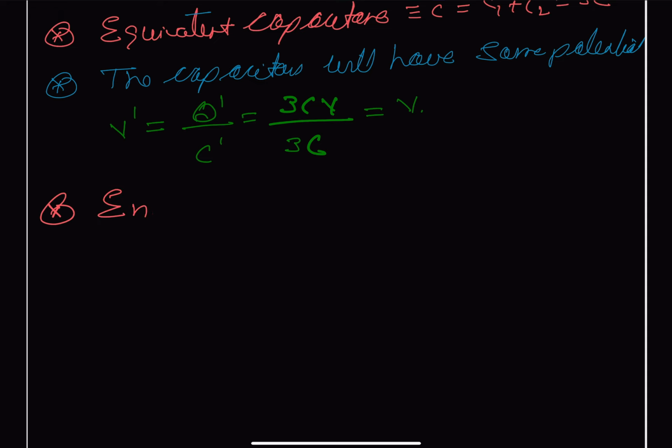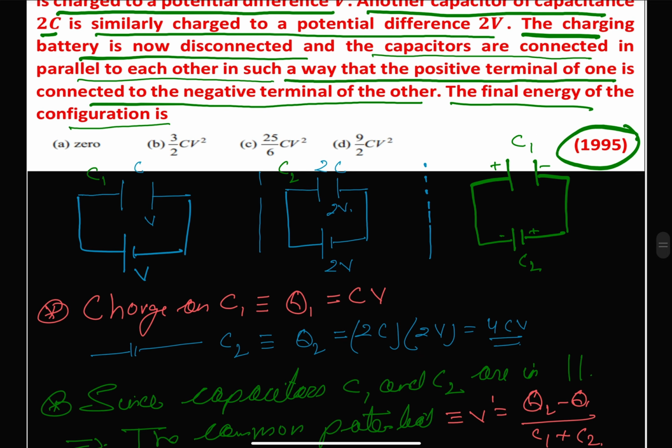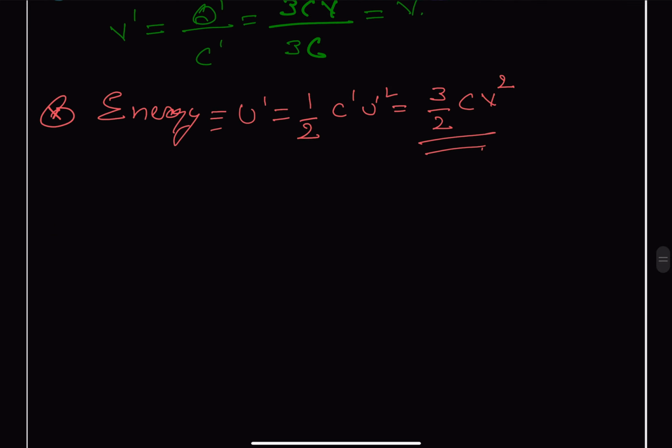So we can say our energy will be equal, let us suppose our U prime is equal to half C prime V prime square, and this will be coming as 3 by 2 CV square. So it comes as 3 by 2 CV square. Option B is the correct one. Next question.